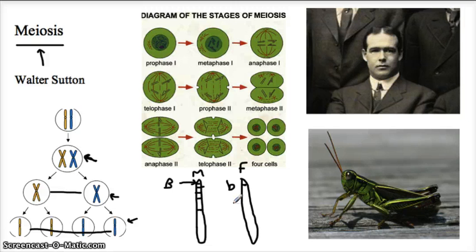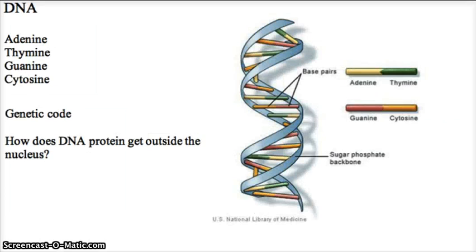So now we're going to talk a little bit about DNA itself. Chromosomes are mostly composed of DNA. These right here are just the regular DNA we're talking about. We're going to kind of skip past meiosis and go on to how we get the DNA to making proteins.